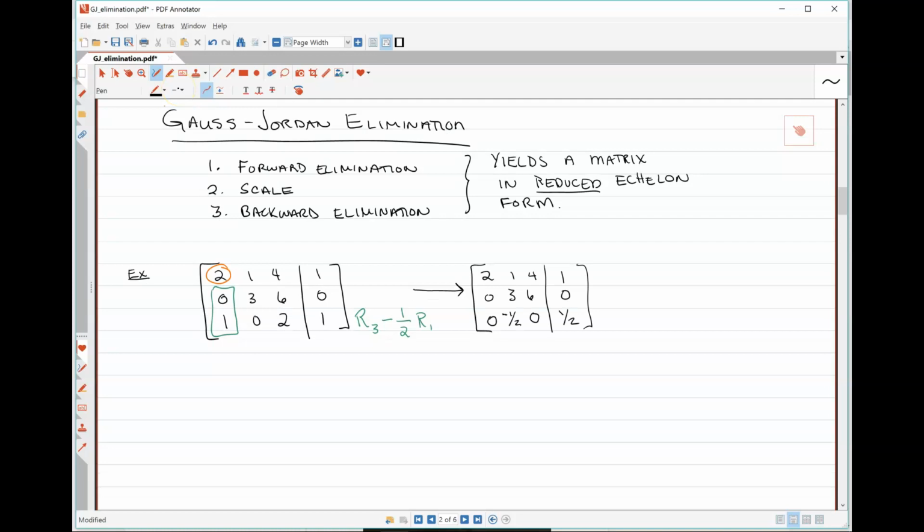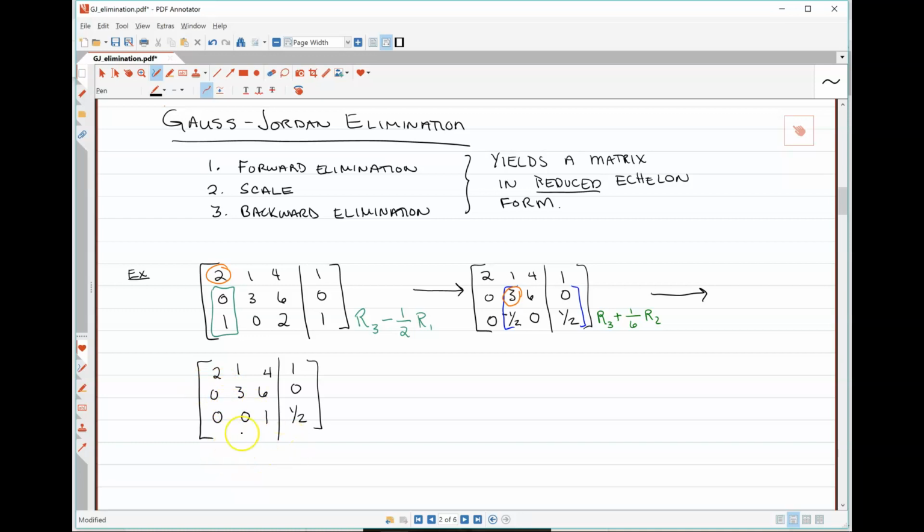Okay, so now we move on to the submatrix and do the same thing again. Find our pivot and 0 out that entry below it. So to do that, I'm going to take row 3 and add 1/6 of row 2. And after we've done that, we'll have this matrix. And now we're going to move on to the next phase. So now our forward elimination is done. You can see we've got our matrix in echelon form.